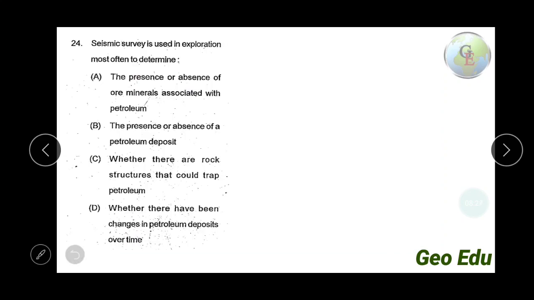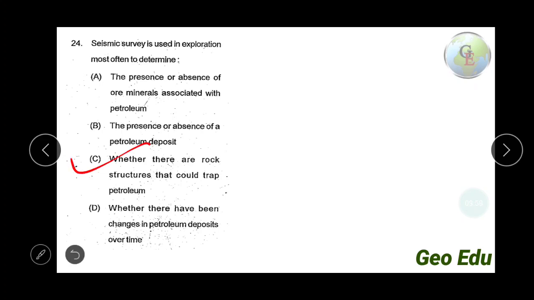And next question: a seismic survey is used in exploration most often to determine, option A, the presence or absence of ore minerals associated with petroleum; option B, the presence or absence of petroleum deposit; option C, whether there are rock structures that could trap petroleum, and whether there have been changes in petroleum deposits. Option C is the answer.